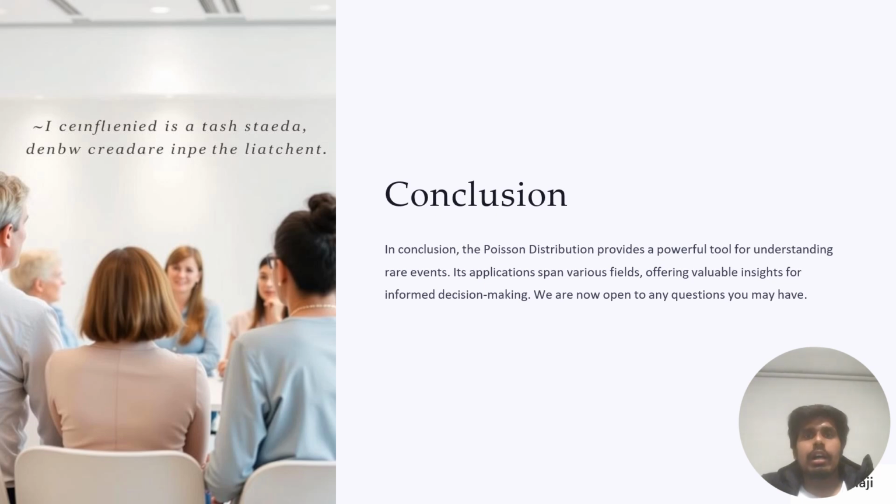Conclusion. In conclusion, the Poisson distribution is an elegant tool for understanding rare and random events. Its simplicity, combined with its wide applicability, makes it indispensable in fields like business, data science, and AI. By adhering to its assumptions and recognizing its limitations, we can use it to make informed decisions and solve complex problems.